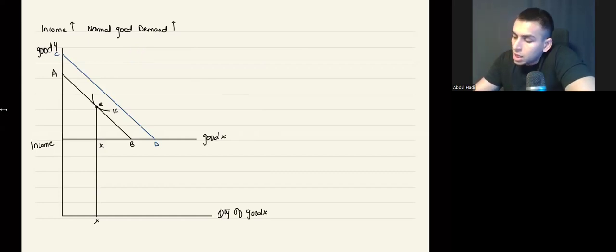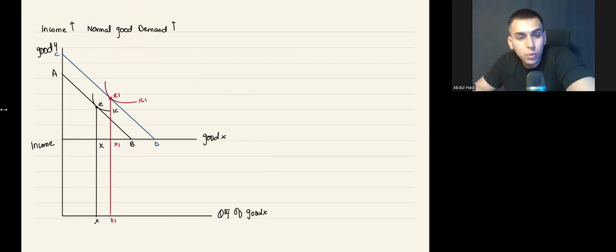Now we have to prove the case of normal good, which means that if there is an increase in income and you are operating at point X over here, your new equilibrium should be rightwards from this X to show the increase in income. So your new indifference curve will be somewhere here, IC1, equilibrium E1, and your equilibrium consumption is rising from X to X1.